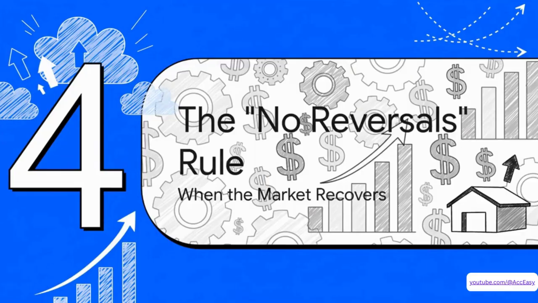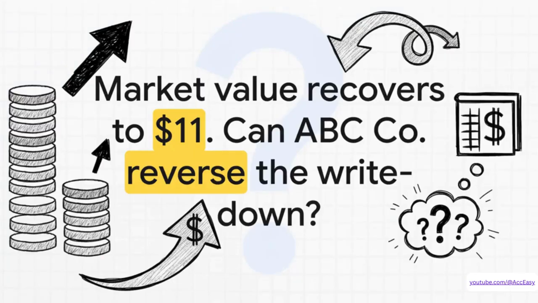But here's a twist. What happens if things get better? What if the widget market totally bounces back next year? This is where the rule gets really interesting, especially if you're following US accounting standards. So let's jump forward a year to 2026. Turns out, widgets are back in style. The market value has shot up to $11, which is even more than what ABC originally paid. So the question is, can they reverse that $2,000 write-down from last year?